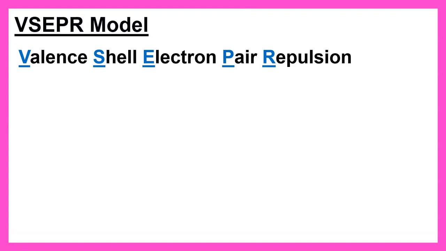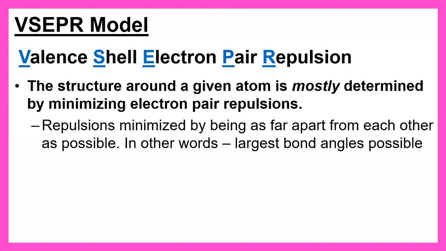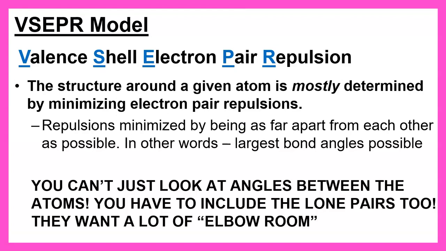Here's another example. When we're drawing our Lewis structures, we really want to take into account that those electrons are trying to repel each other. They are trying to be as far apart as possible. They want the largest bond angles they can get. They want lots of elbow room. You have to be careful that you are not just looking at your atoms. You have to look at any lone pairs on the center atom as well. They are really going to distort the shapes because they need to take up space as well.